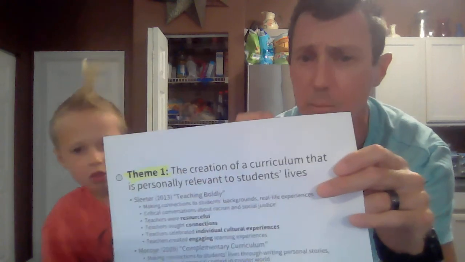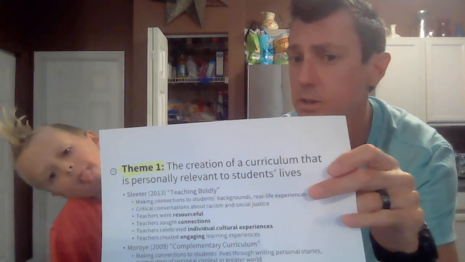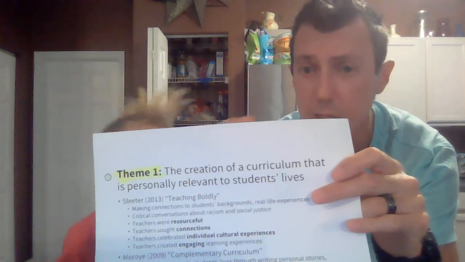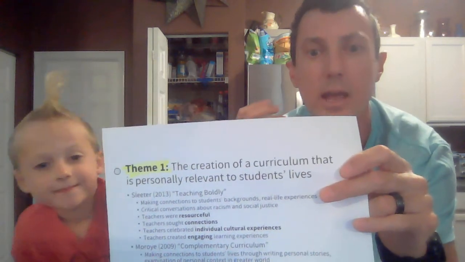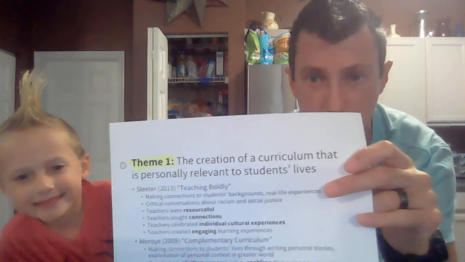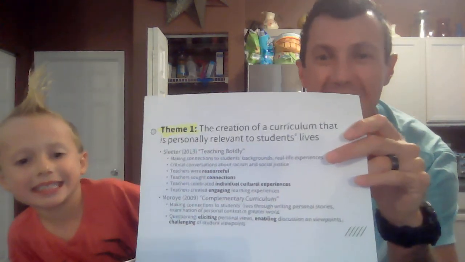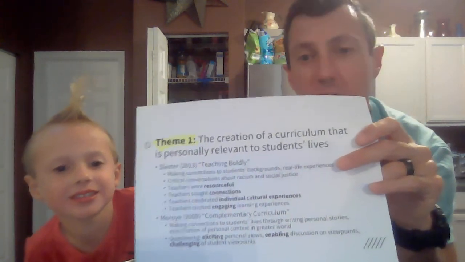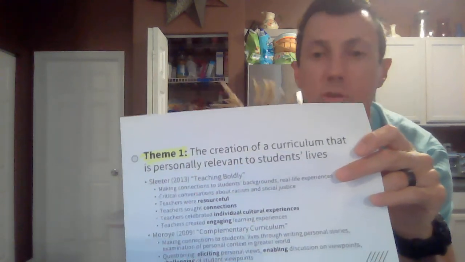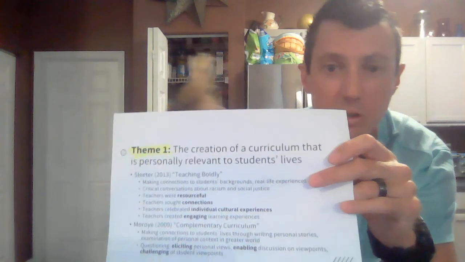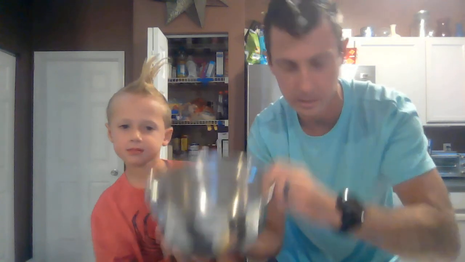Moroe 2009 looks at the complementary curriculum in making connections to students' lives through writing personal stories. So really connecting that to students and having students then analyze and examine their own personal context in the greater world. Another component of that was these 3 questioning strategies, encouraging teachers to elicit personal views from their students, to enable discussions on viewpoints, to challenge student viewpoints, and so forth. So again, Theme 1, our cookie mix, really focused on bringing it home and making it personal and that personal connection to our students.